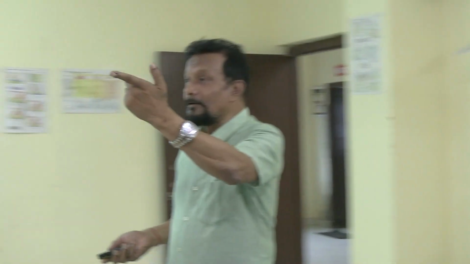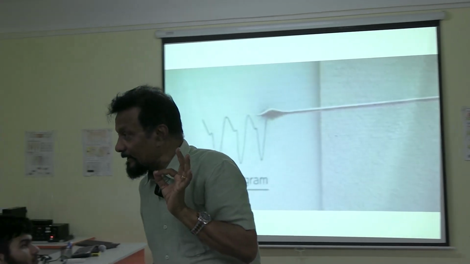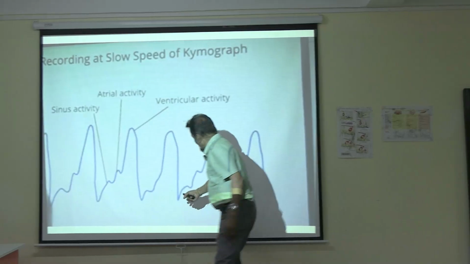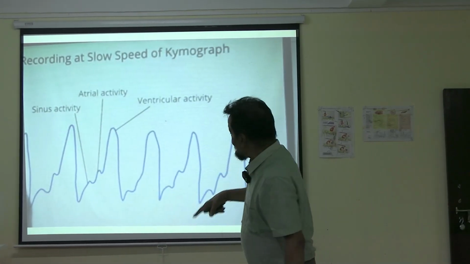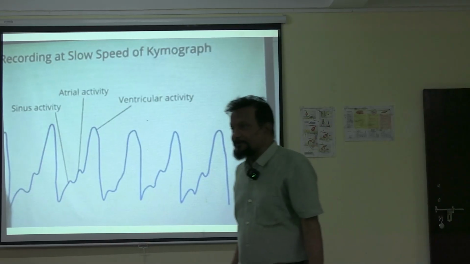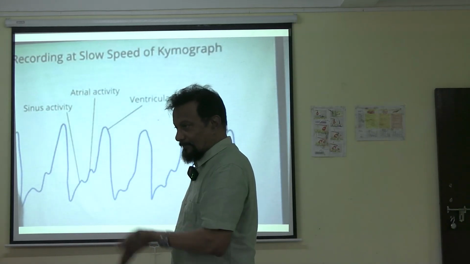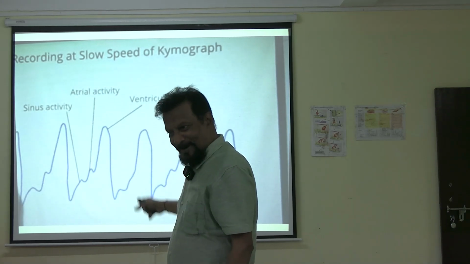When I will be recording on the kymograph, I will be having this sort of graph. This graph is called cardiogram. Is it the electrical activity or the mechanical activity? Mechanical activity. Contraction, relaxation, these are mechanical activity. Upward movement is always contraction. Downward movement is relaxation. So the first one, sinus systole, sinus diastole. The second one, atrial systole, atrial diastole. Third one, ventricular systole, ventricular diastole.